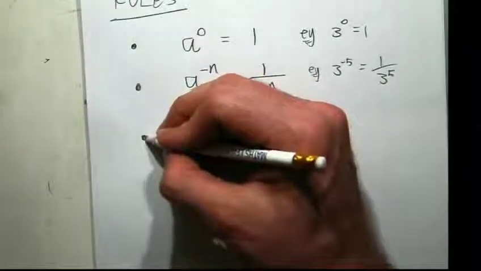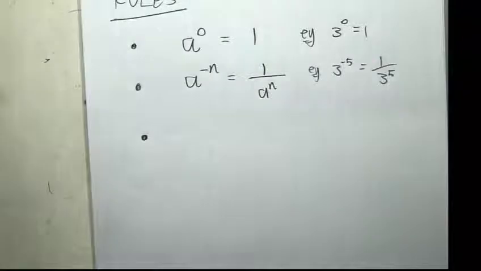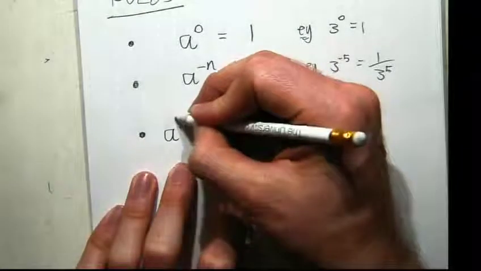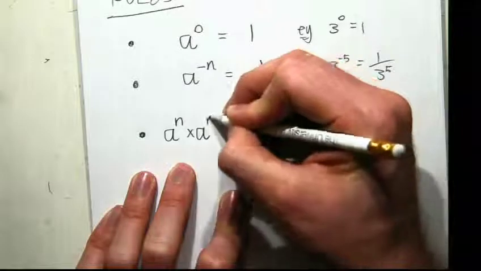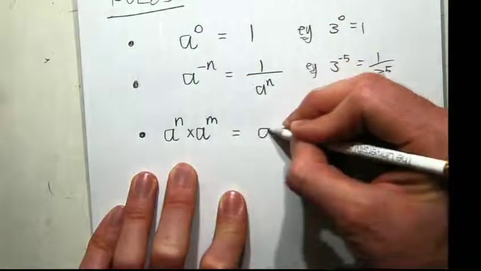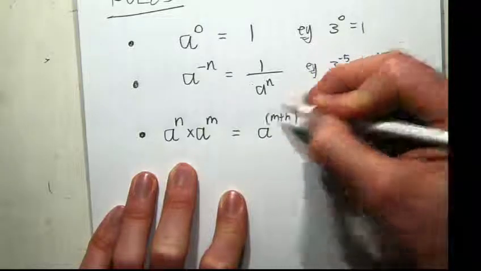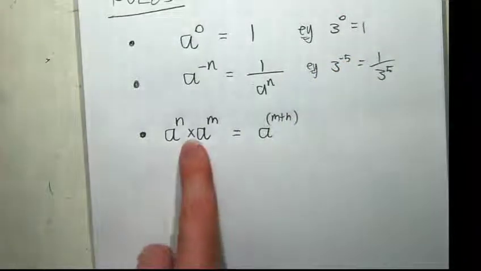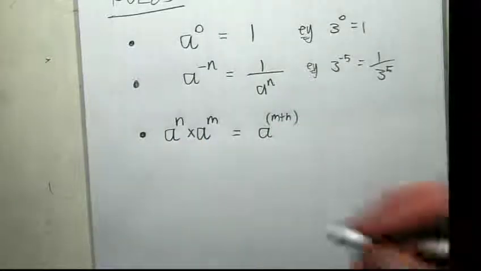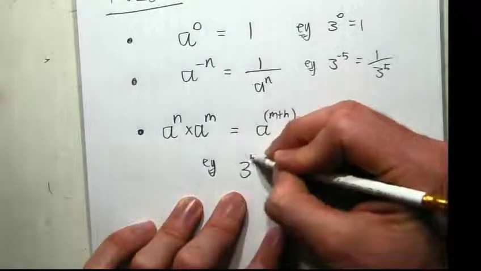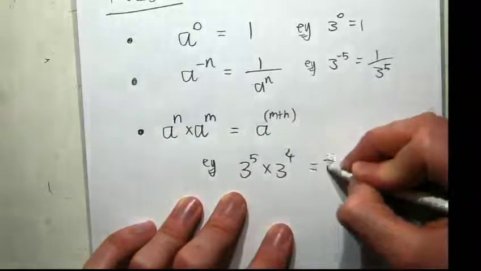And the other rule is that, knowing that 3 to the power of 5 is 3 times 3 times 3 times 3 times 3, and 3 to the power of 4 is 3 times 3 times 3 times 3, then 3 to the power of 5 times 3 to the power of 4 is just multiplying all those 3's together. So there's this rule that says that anything to a power times the same thing to a different power, you can add the powers together. So multiplication down here is the same as addition up there. So for example, 3 to the power of 5 times 3 to the power of 4 will be 3 to the power of 9.